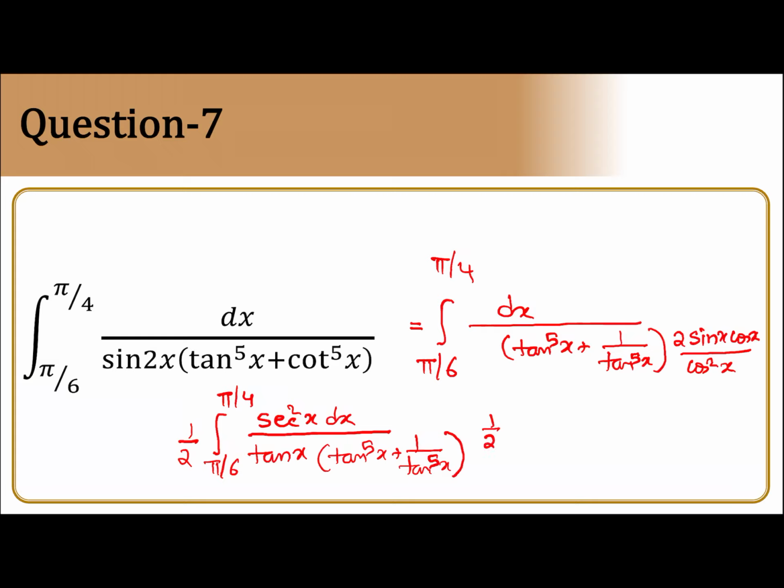What limits will change? So pi by 6 means 1 by root 3, pi by 4 is 1. This becomes dt by t into t to the power 5 plus 1 by t to the power 5. Please write down, then we'll move to the next step.